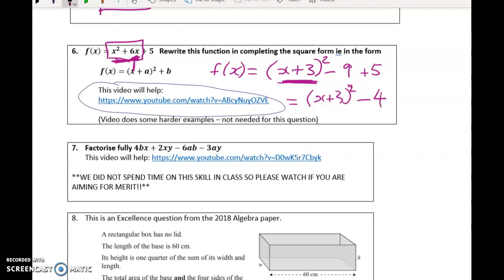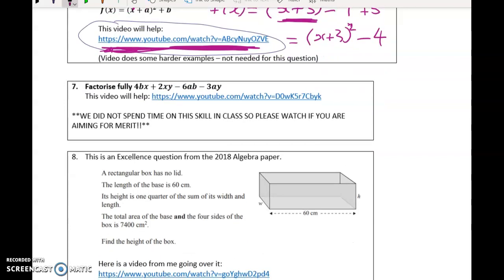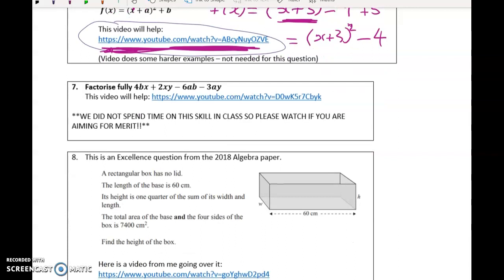Right, if you weren't clear on how to do that question, I recommend this video here, at least the first bit of it. I've done some harder examples in it from a class a couple of years ago, but it's a good starting place. Okay, question 7 is what we call factorizing by grouping.